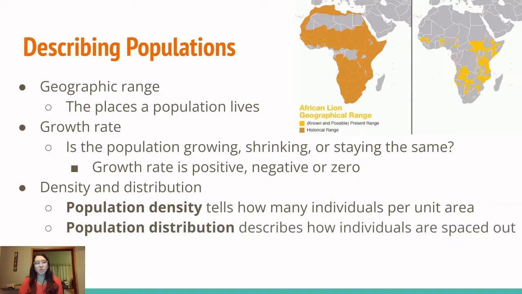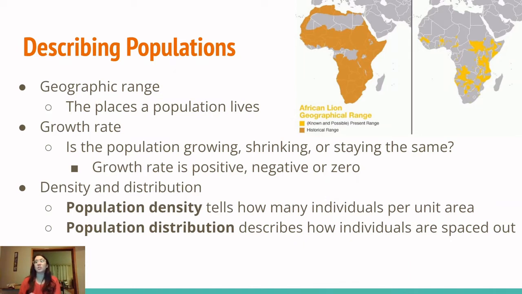Population distribution then tells us how those individuals are actually spaced out. So are they all in one little corner, right? Were they spaced out randomly? There are different patterns that we can tell, because that again tells us a lot about them. Were all those deer together, or did I spot 2 and then 1 and then 3 and then 1? How were they arranged?